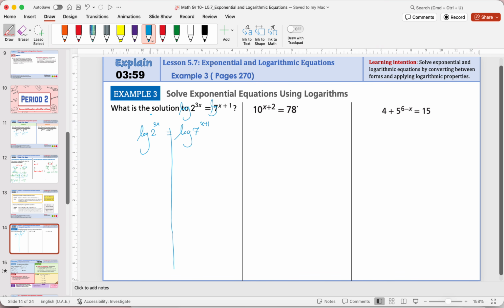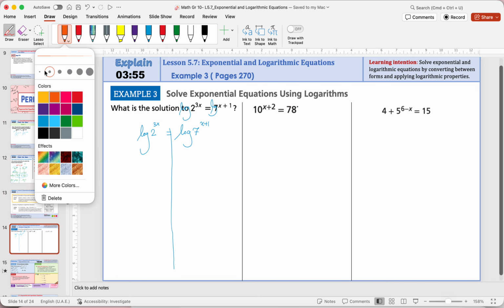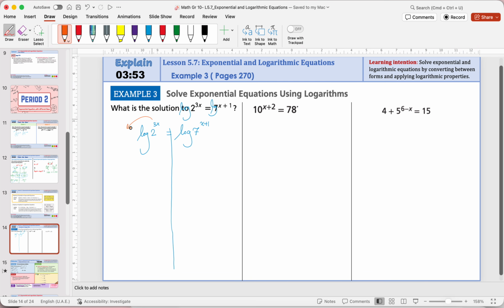Just pull the power out, as we said before. See, this property is really good. It allows you to work with the power, the variable. The whole problem is that the variable is in the power. This property allows us to pull that variable down and work with it.